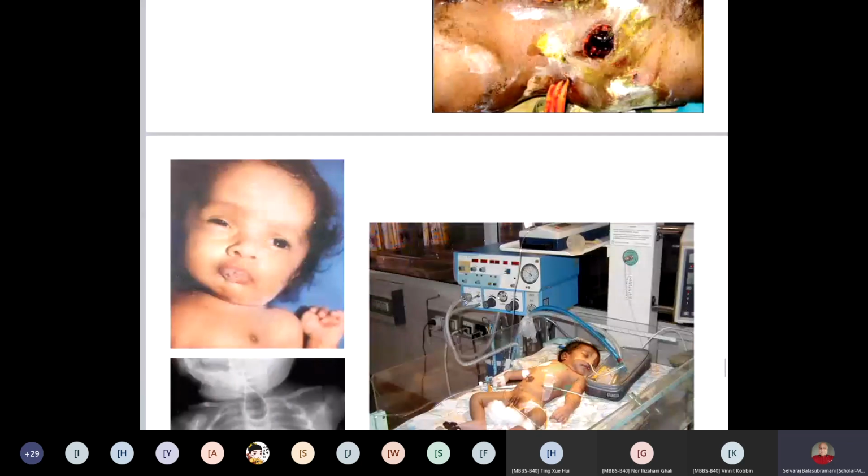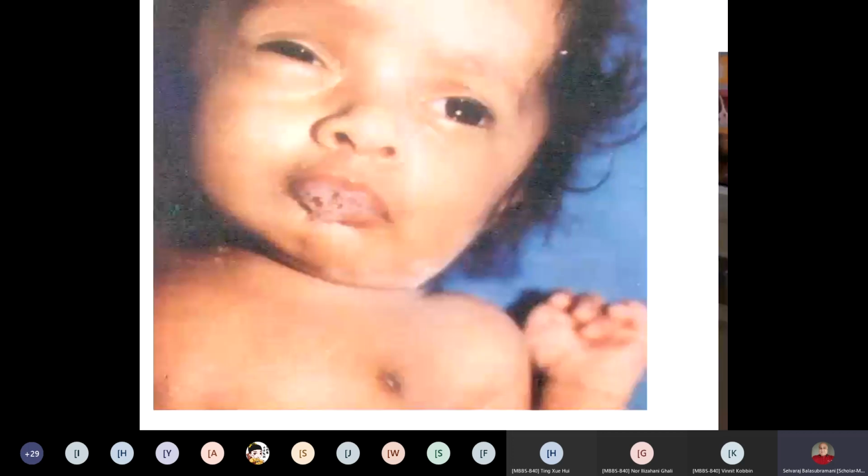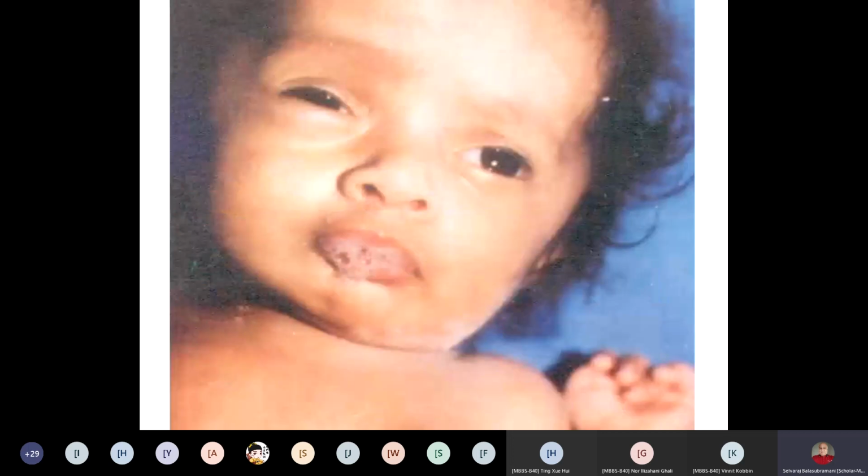I think this is the last case scenario. This is a 1-day-old baby. This is one of my cases. This baby was sent to me by the pediatrician who did the neonatal resuscitation. Baby was having excessive saliva. In the mouth you can see the baby is putting out excessive saliva, and is also having a little bit of respiratory distress.